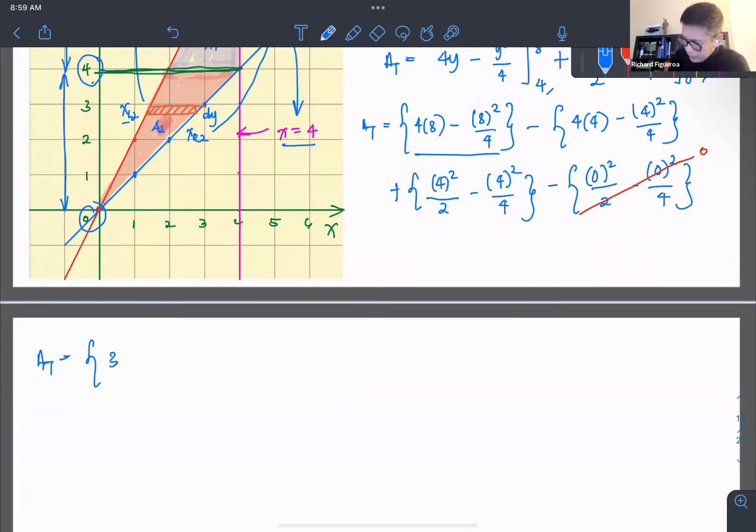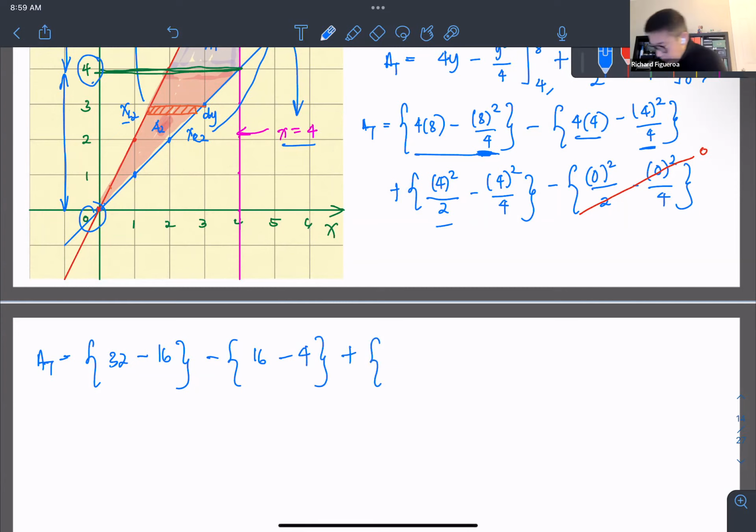So 4 times 8, it's 32. 8 squared is 64, divides 4. Dito tayo. So 64 divides 4 minus 16. And minus, so dito naman, so 4 times 4, 16. Minus, so dito naman, so 4 squared, 16 divides 4, it's 4. Then plus this one, so 4 squared, 16 divides 2, it's 8. And then 4 squared is 16, divides 4, 4. And minus 0 na yung sa dulo.